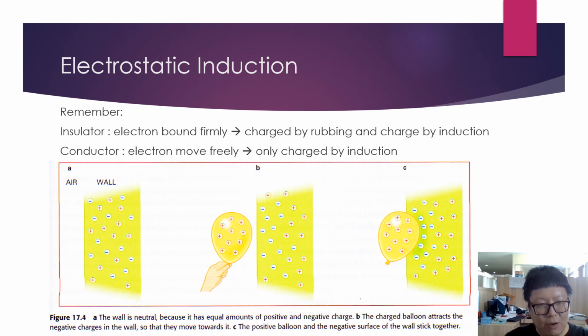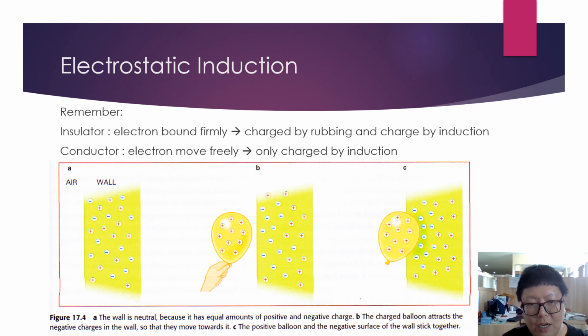You can see the picture below. This is an example of charging by induction. The balloon is positively charged. I think you know why it's positively charged, right? Because the electron is removed. It loses the electron, so that's why it becomes positively charged. And at first, before you bring any charged object near, the wall is neutral. You can see that the amount of positive and negative is equal, and the charge is distributed evenly.